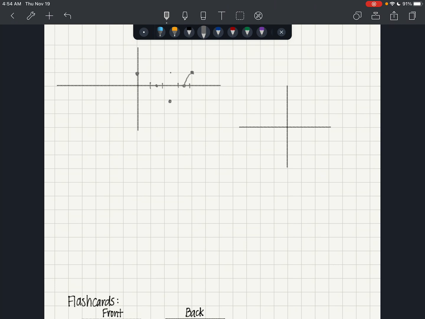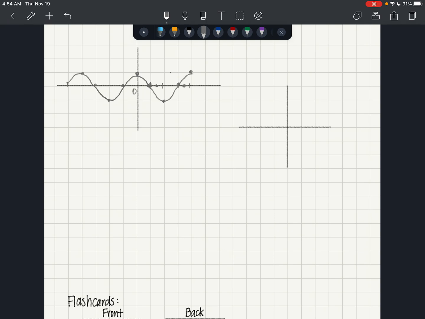Cosine is going to look something like this, right? So there's one cycle of our cosine function. I'm going to draw another cycle. Let me draw this one a little bit better. There we go. I'll come back and label. So hopefully you remember this graph. This is a really important graph.